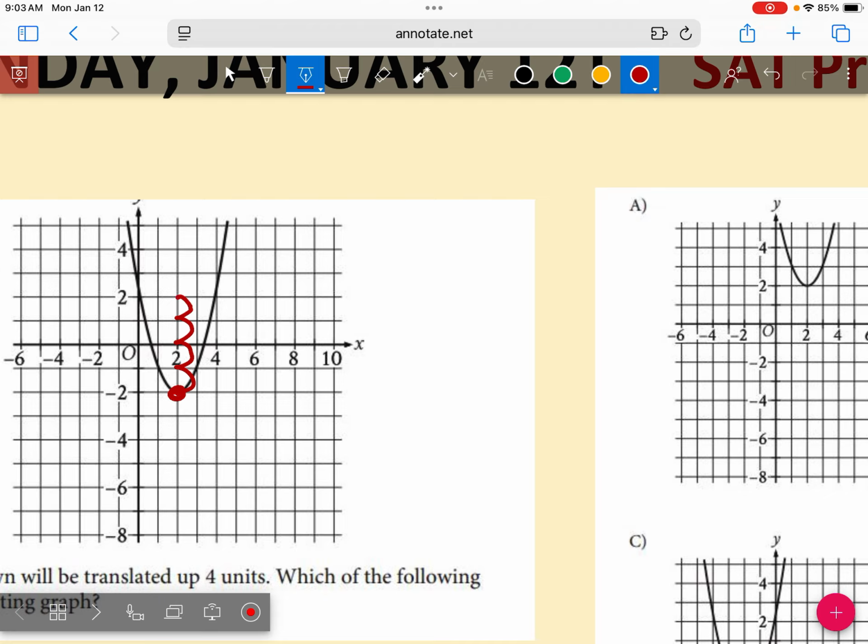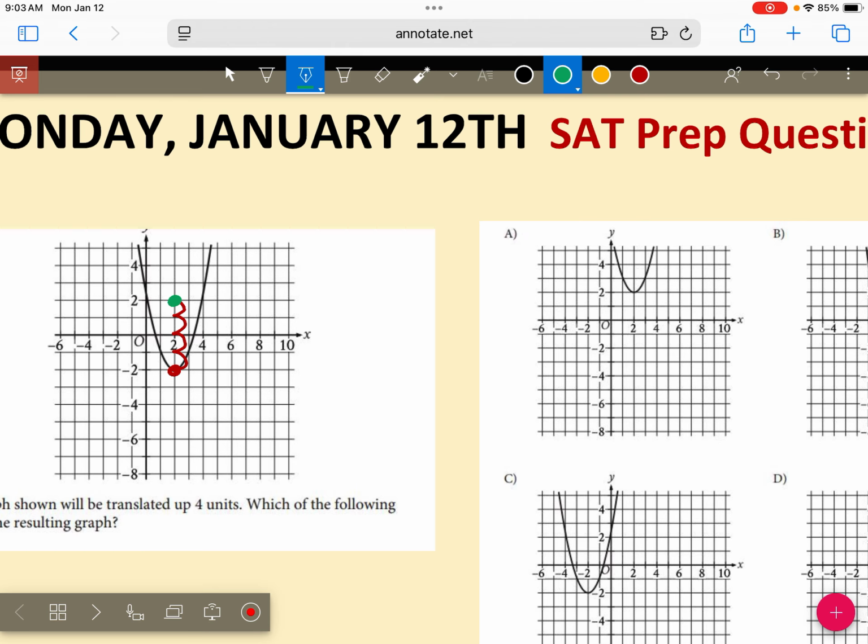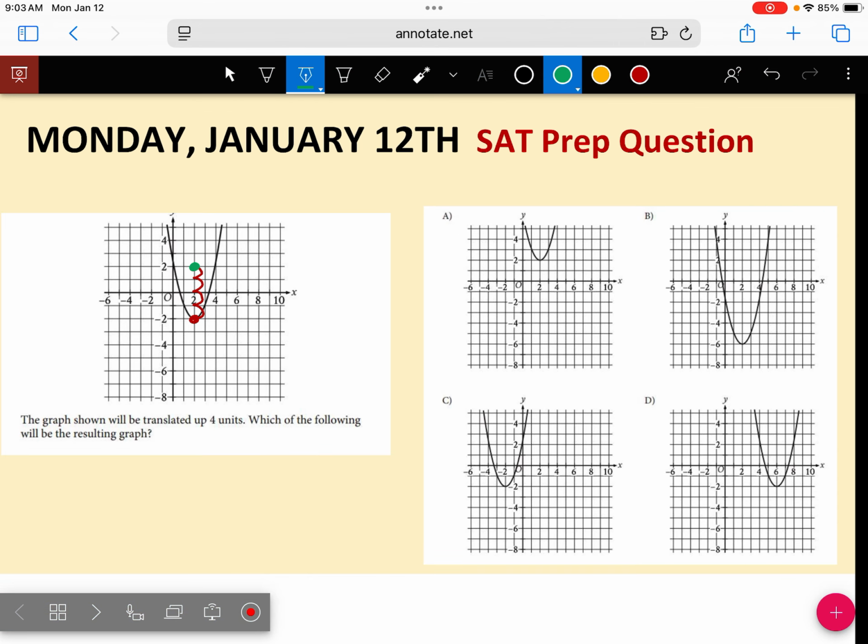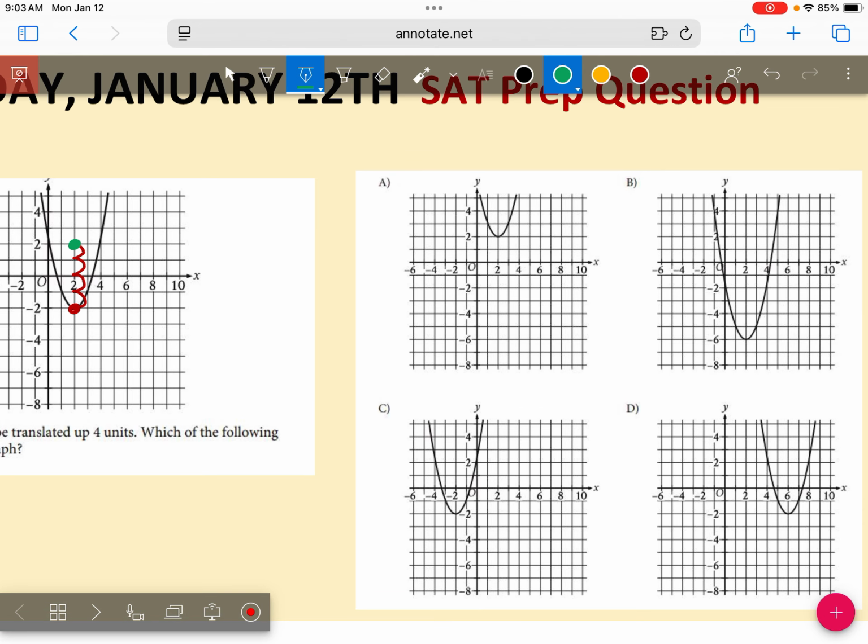Which one of those graphs, A, B, C, or D, has a vertex at (2, 2)? Which one would you pick, A, B, C, or D? A. That would be your answer, A. All right, let's go to our notes.